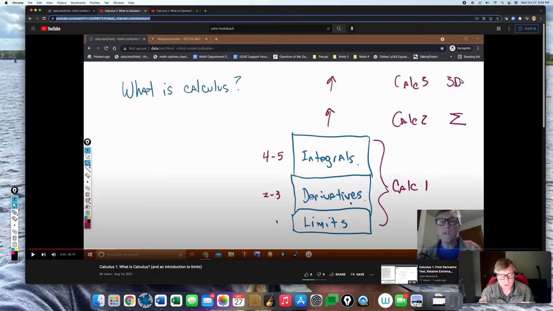Related rates was another application of derivatives. So now we're moving beyond derivatives into something called integrals, and it's going to take us a couple of weeks to kind of get into that, right?